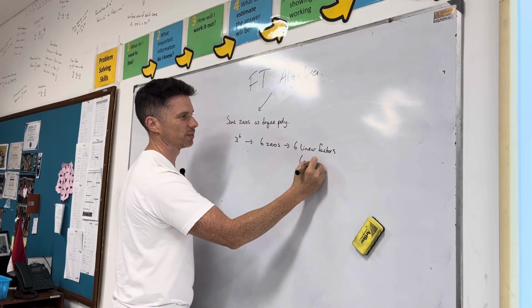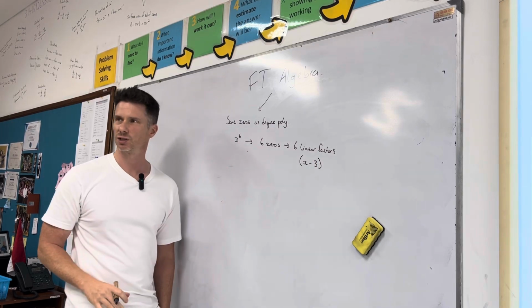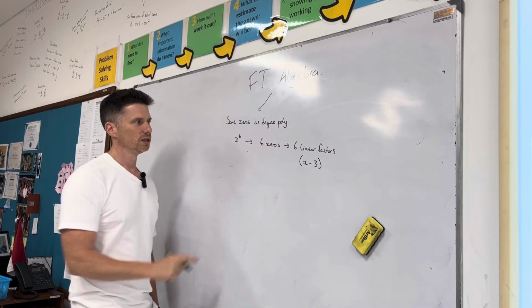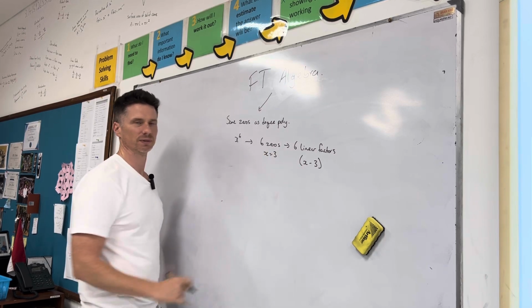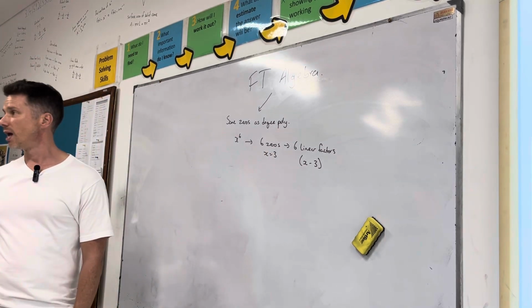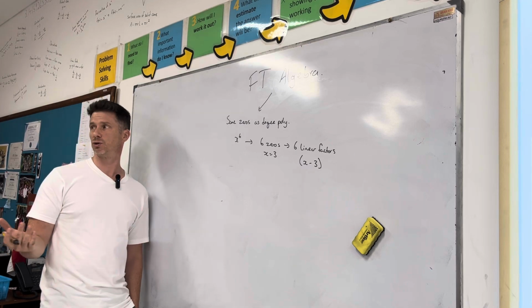I mean something like x minus 3. That's a linear factor, and there'll be 6 of those. Yeah? That was the main thing. So the zero would be x equals 3 or whatever. Now, this now includes complex numbers.